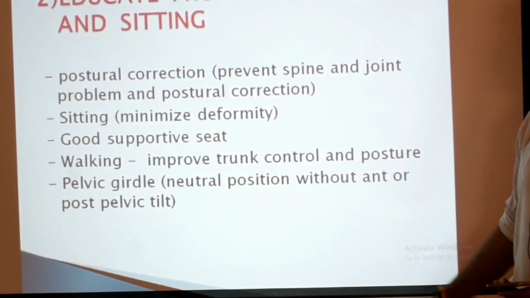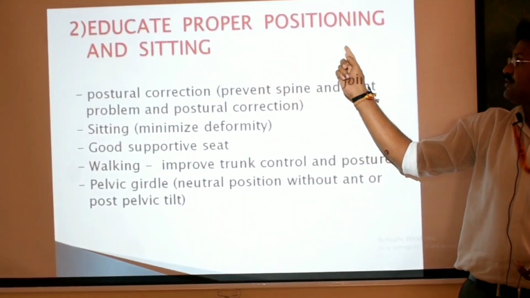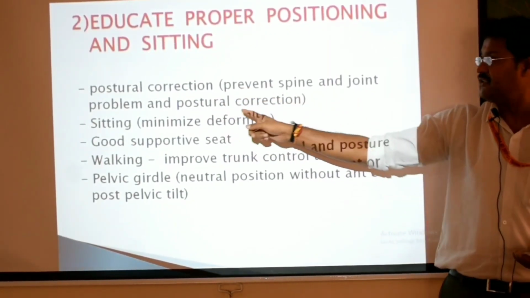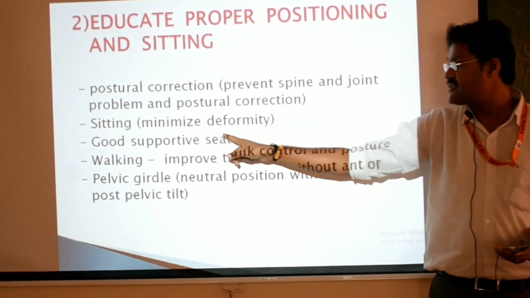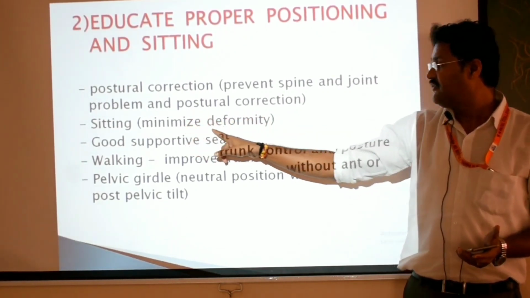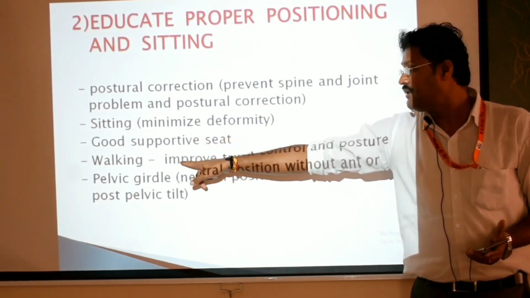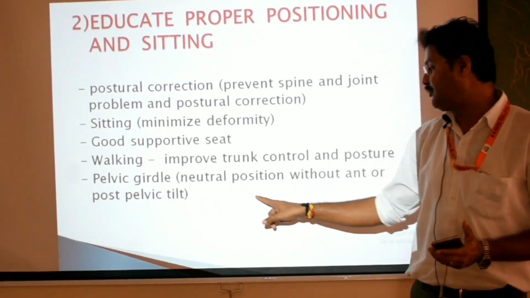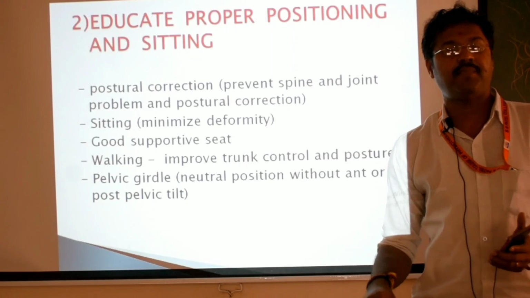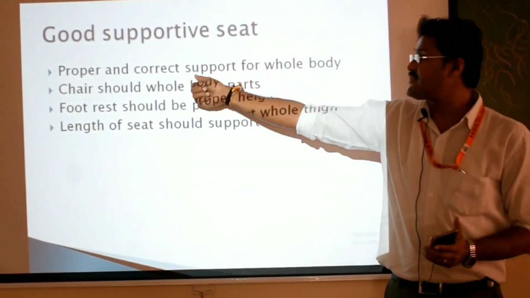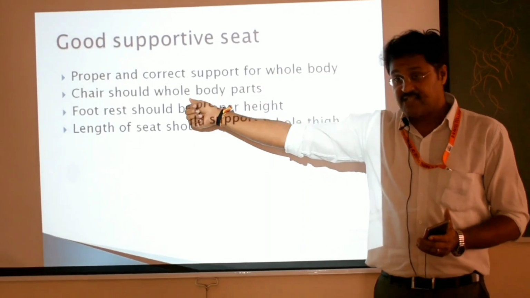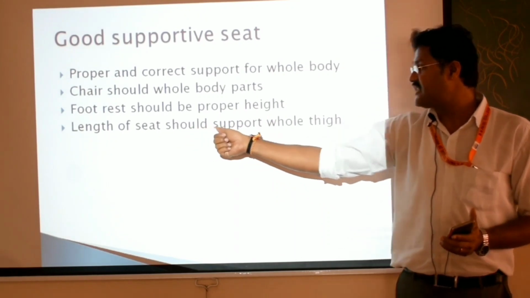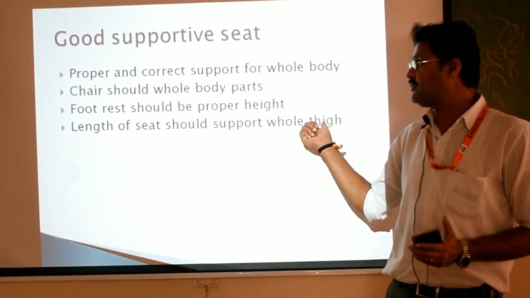Now the second PT management is to educate proper positioning and sitting. That is more important to correct the posture, to prevent spine and joint problems, and for postural correction. Sitting comfortably minimizes deformity, with a good supportive seat. Walking is important for improved trunk control and posture. Pelvic girdle in neutral positions without anterior or posterior pelvic tilt. Next, a good supportive seat, with proper and correct support for the whole body. The chair should support the whole body. The foot rest should be at proper height, and the length of the seat should support the whole thigh in any comfortable positions.